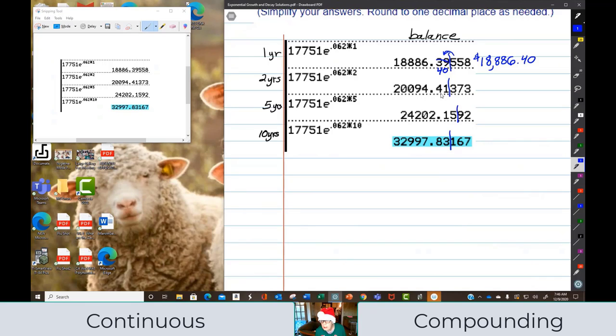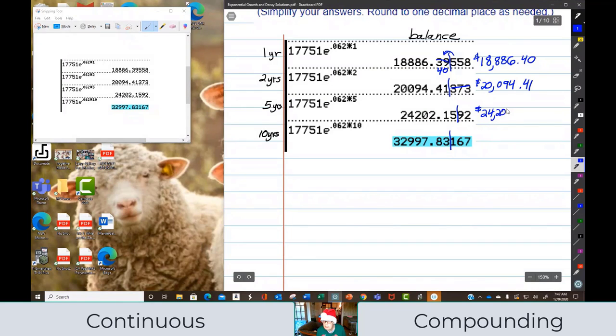Now here, I go to my second decimal place. I look immediately to the right. That 3 is not big enough to make the 1 go up to a 2. So I just drop off these numbers. And my answer will be $20,094.41.